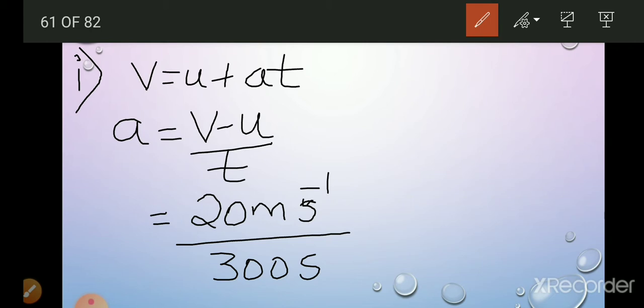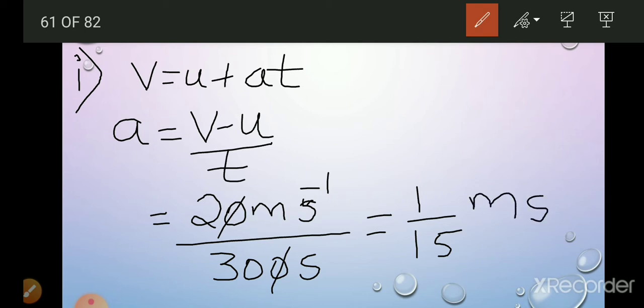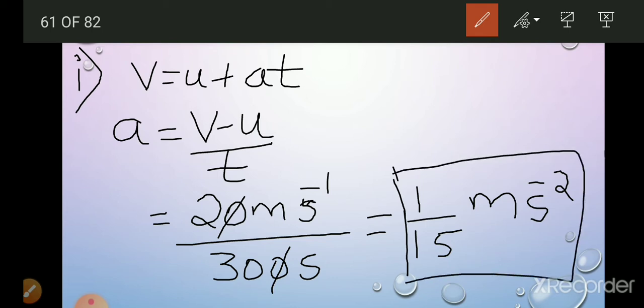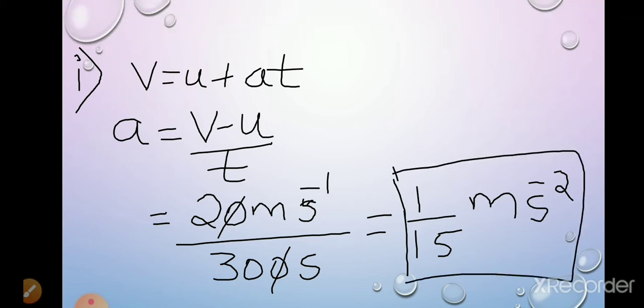The zeros cancel, and 2 ones are 2, 2 fifteens are 30, so it is 1 by 15 meter per second square. The s goes up, so s to the power minus 1 becomes s raised to minus 2. So we have got the first answer: the acceleration is 1 divided by 15 meter per second square.